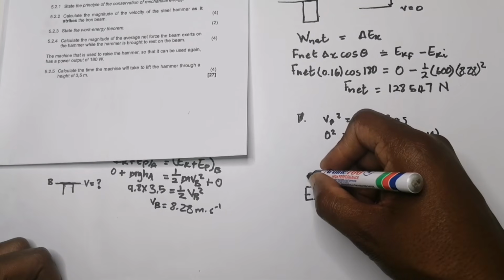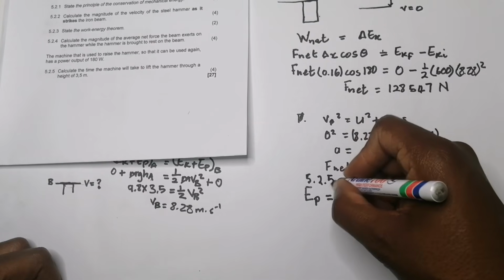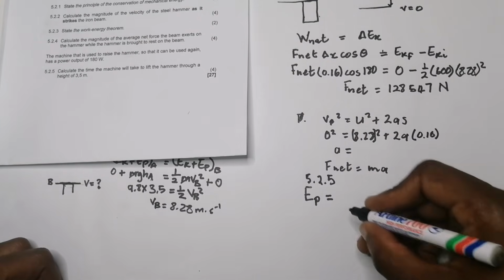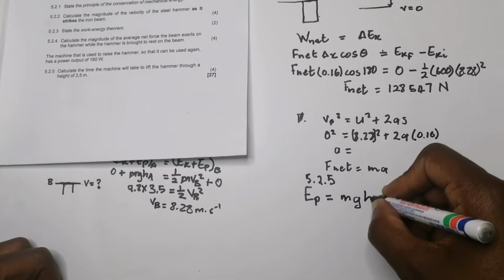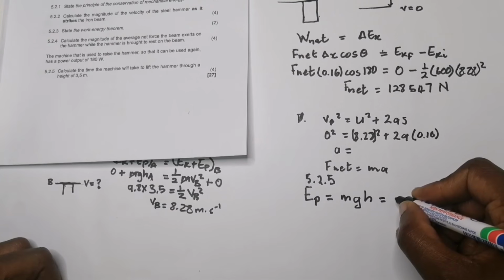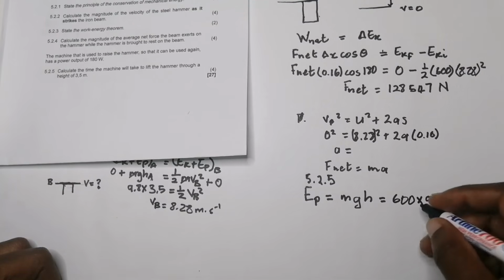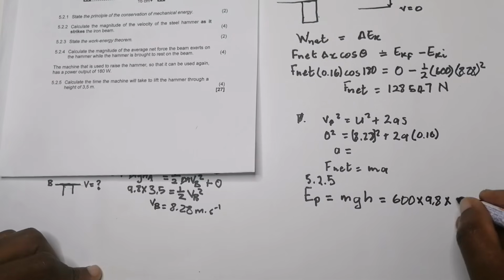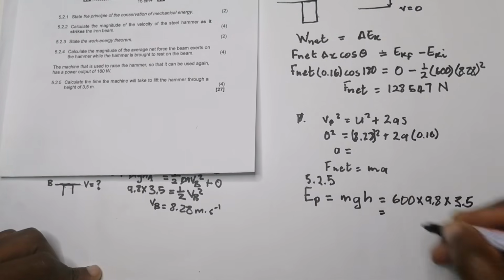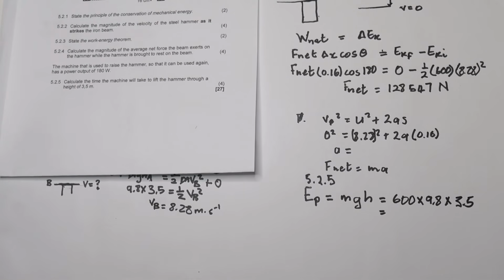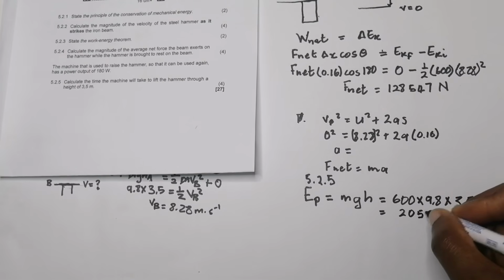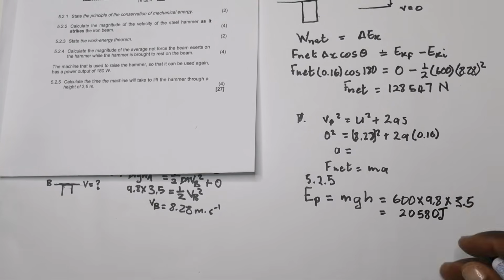So to answer question 5.2.5, the potential energy is equal to mass times gravity times height. So that will be 600 times 9.8 multiplied by the vertical height in which it was raised, which was 3.5. And I get a value of 20,580 joules. Remember, that's energy.